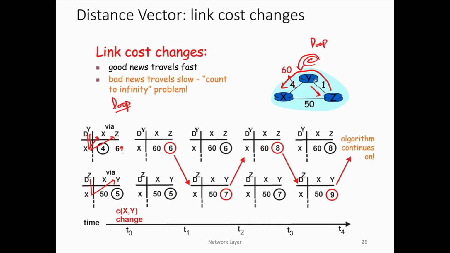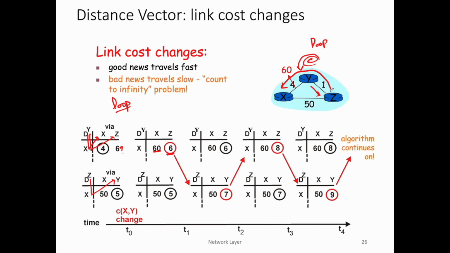A packet is visiting router y more than once, and that's why this will create a problem. This is the bad news case. At t naught, y has noticed a change: the cost has changed from 4 to 60, right? Immediately when the cost changed from 4 to 60, it selected the path which involves a loop. So it immediately selects 6 as the shortest path, and it informs z that the new least cost is 6.